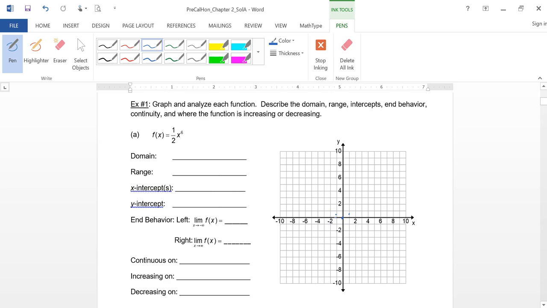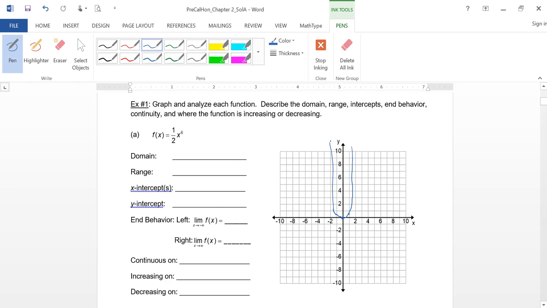Okay, now what about when x is equal to 2? What would that look like? What's 2 to the 6th? 64 over 2, it'll be 32. Now that's a really high number, right? That means this is going to be a very, very narrow parabola.